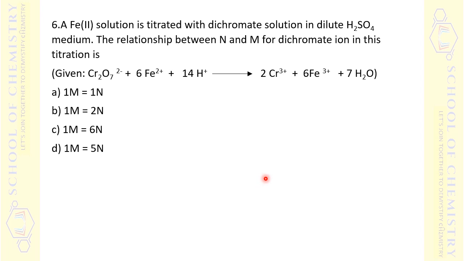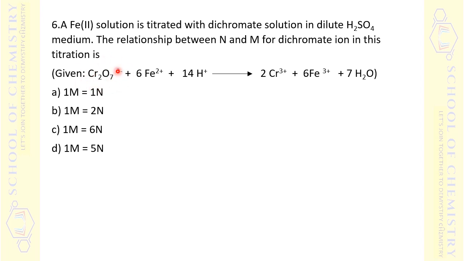So this is based on the knowledge of redox titrations, and of course the concepts of molarity and normality also need to be known to answer this question. What they have given is a reaction of iron 2 with the dichromate ion. Dichromate is oxidizing iron 2 plus ions to iron 3 plus ions, and the question is in connection with the molarity and normality of this dichromate species.